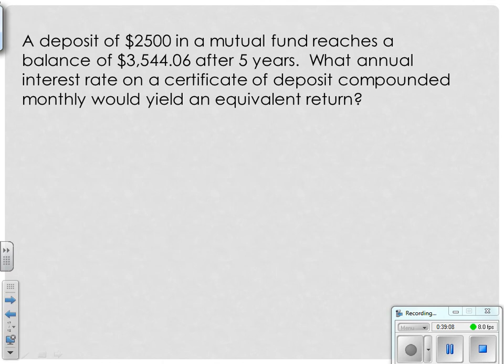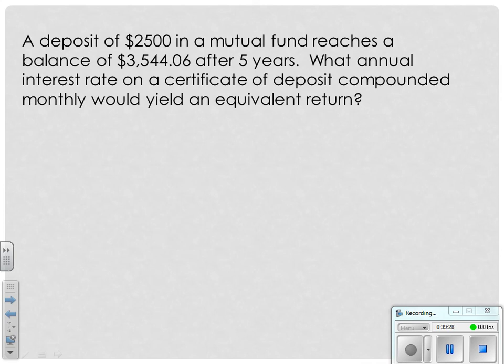All right, so this is the last problem that we're going to go through. This is found on page 127 in your book. It's checkpoint number 9. So a deposit of $2,500 in a mutual fund reaches a balance of $35,440.6 after 5 years. What annual interest rate on a certificate of deposit, compounded monthly, would yield an equivalent return?